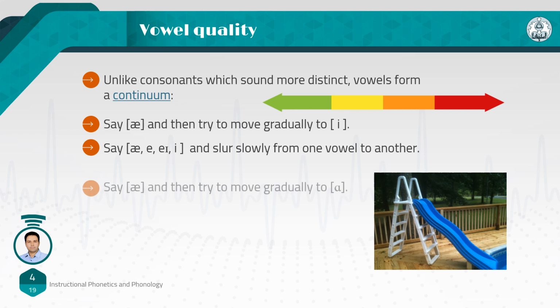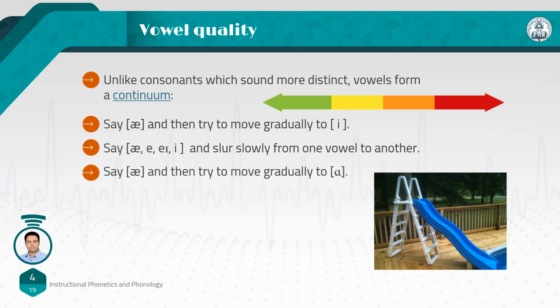In fact, now try to say A and then move gradually to A. That's something like this. The fact that you can do this is that there is no obstruction of the air, and we can say that vowels are different variations. Today, we will elaborate more on vowels in English.